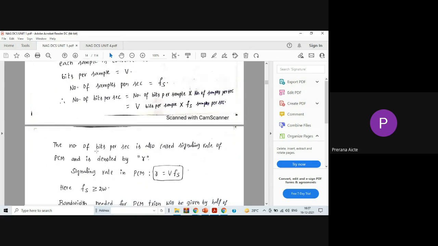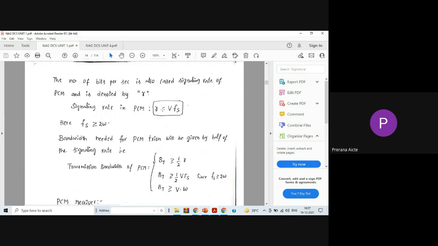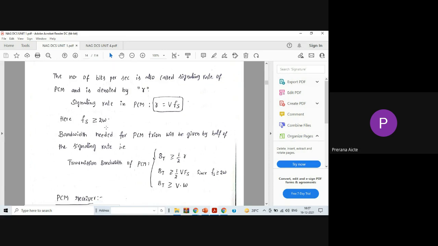So what is that? The number of bits per second is nothing but the signaling rate. What is the signaling rate? It is the product of the number of bits and the number of samples we are transmitting in a second, which is called the signaling rate. So the signaling rate in PCM is given by small r equal to V into Fs, where Fs is the sampling frequency. It should be twice the highest frequency component, either 2W or 2Fm. Then we'll obtain the relation now.